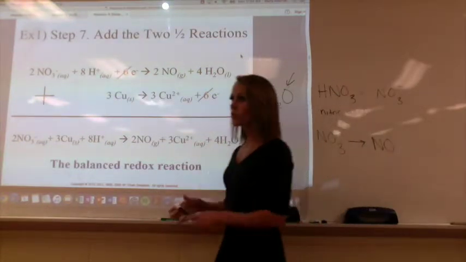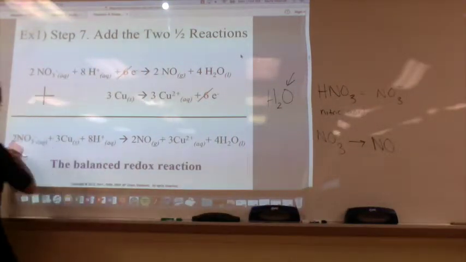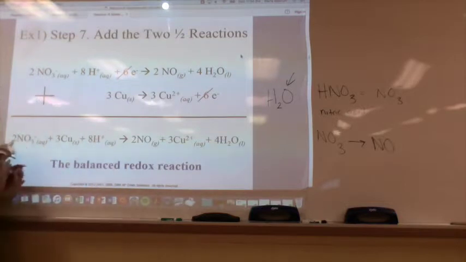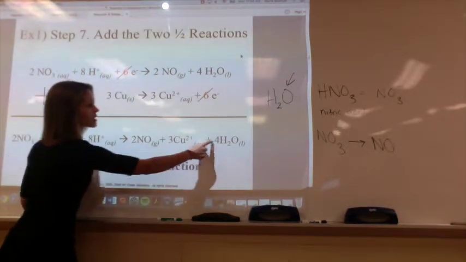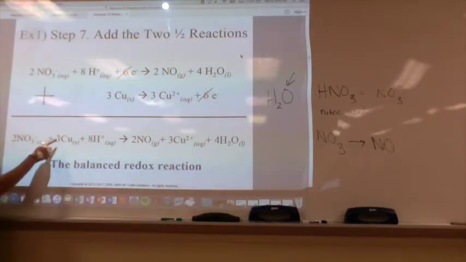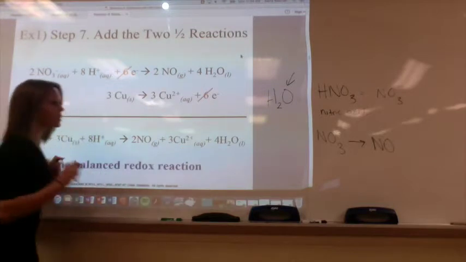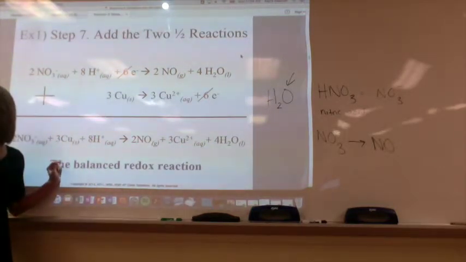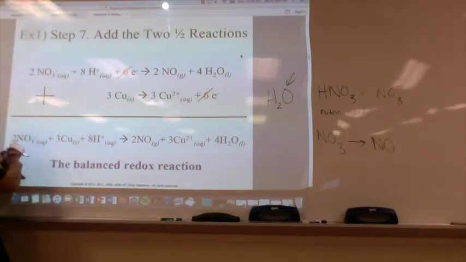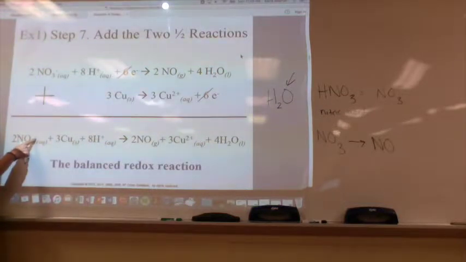So how do you know you got it wrong? You check. 2 nitrogens, 2 nitrogens. 6 oxygens, 2 plus 4 is 6 oxygens. 3 coppers, 3 coppers. 8 hydrogens, 8 hydrogens. Okay, then what do you check? Charge. So 2 times -1 is how many?